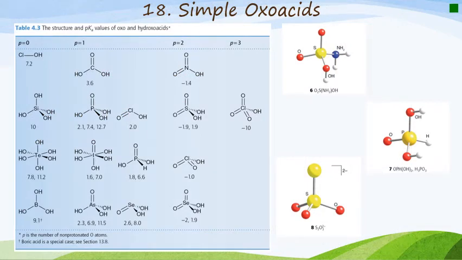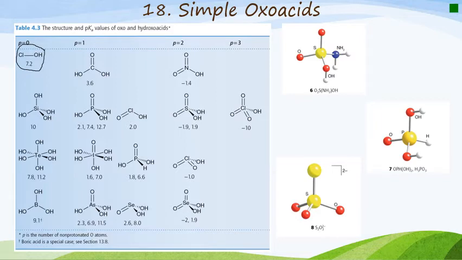If we look at the oxo acids, this table is quite important. It has some information in it, and it also gives you the pKa value so that you have an idea of how strong these acids are. Okay, so if we have a look at this example over here, you will see that the pKa value is 7.2. If it's a large positive value, it means that it's a weak acid.